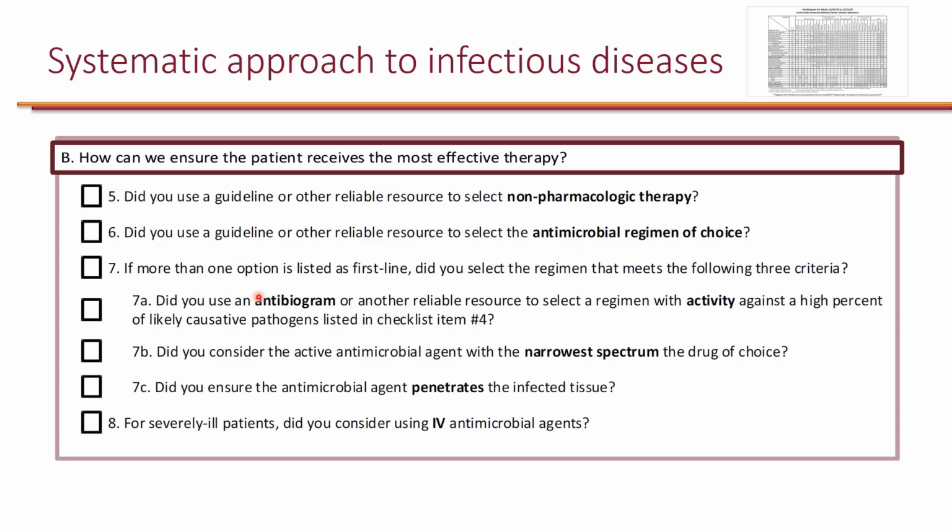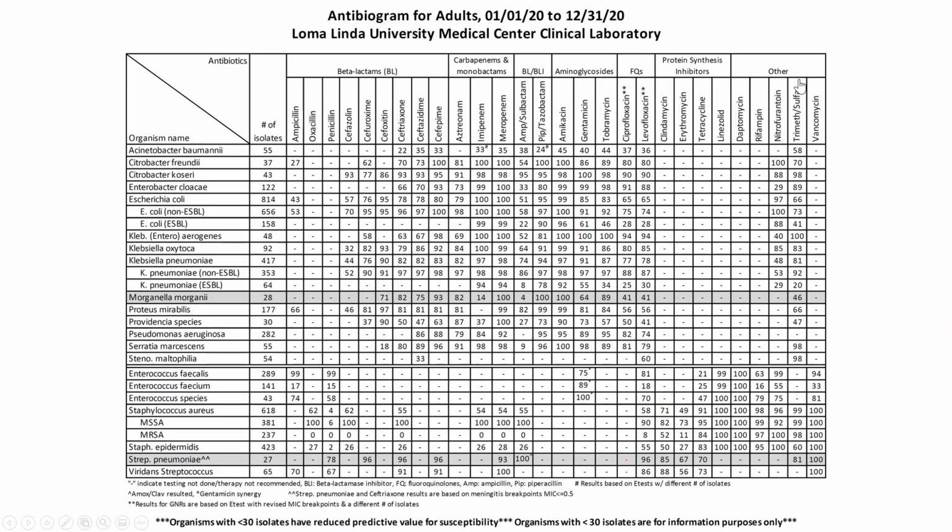Next is, if more than one option is listed as first line, did we select a regimen that meets the following criteria? So the first criterion is, did you use an antibiogram or another reliable resource to select a regimen with activity? And here's what an antibiogram is. So every hospital essentially has an antibiogram, and here's what it looks like.